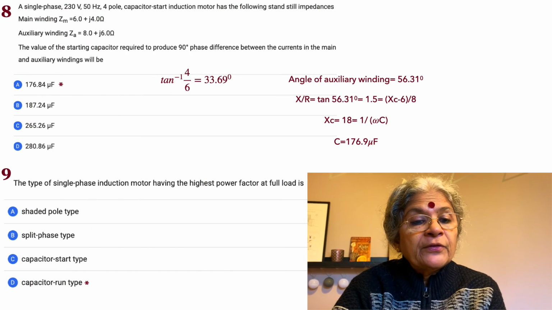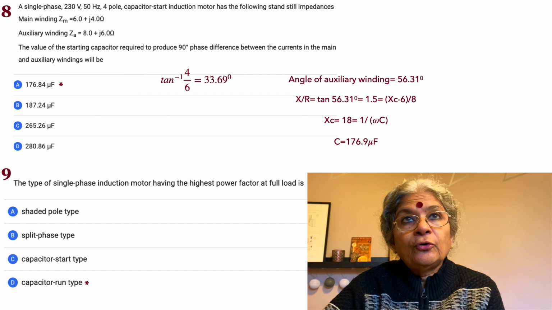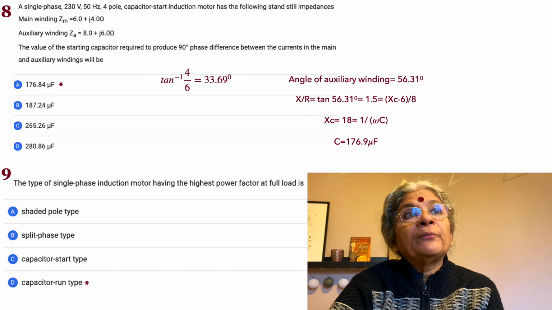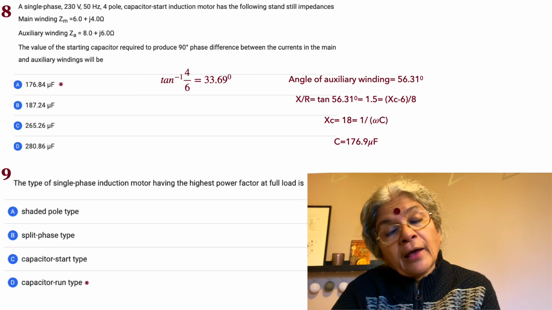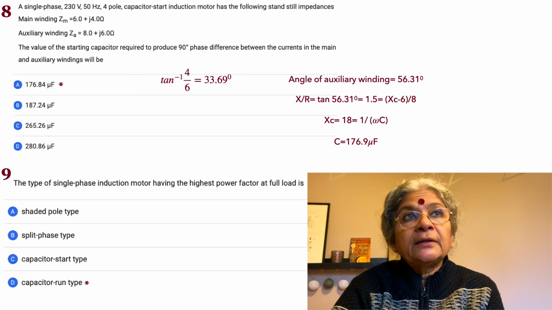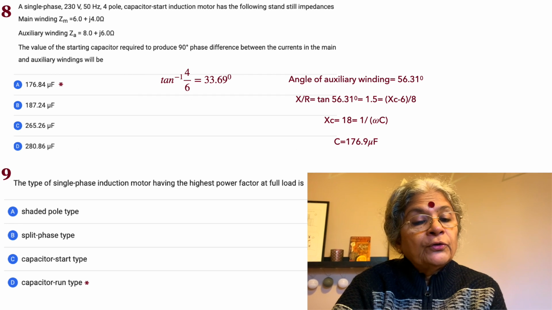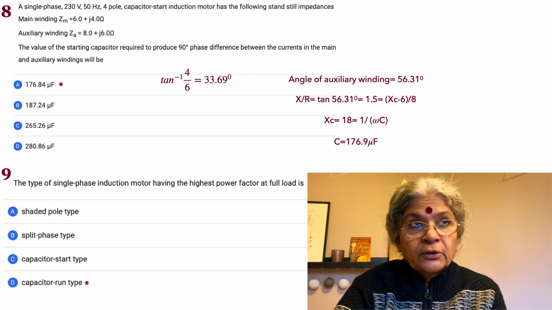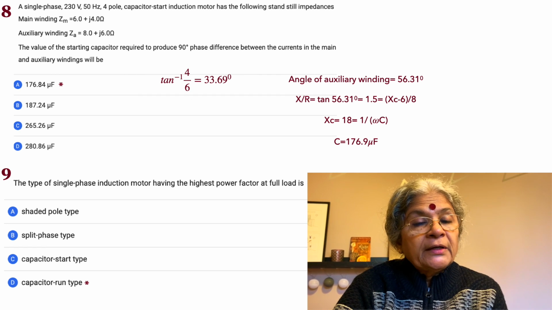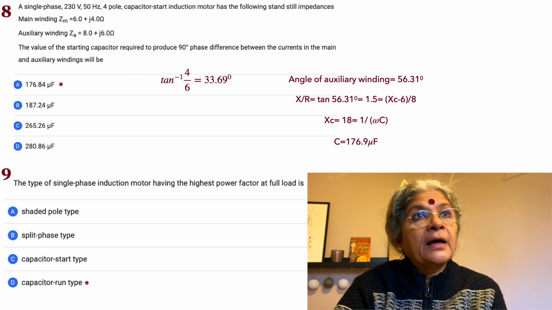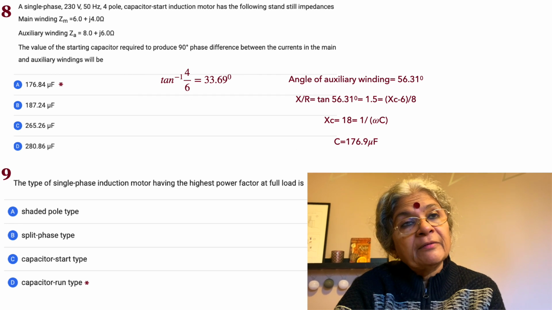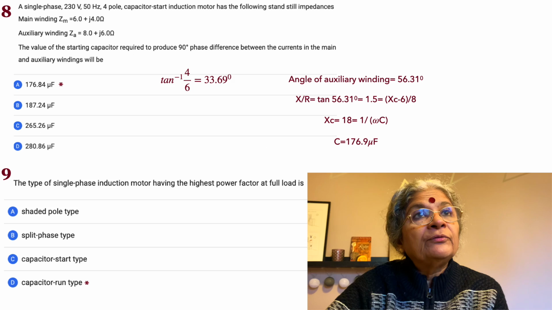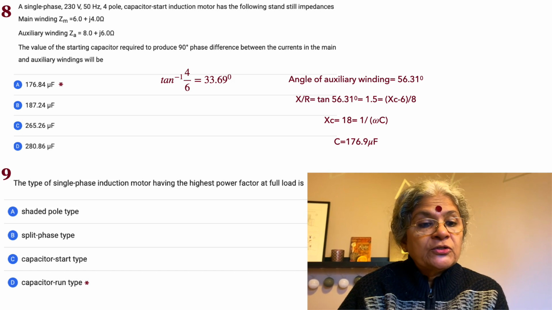Now we move to the ninth problem. The question: the type of single phase induction motor having the highest power factor at full load. When the machine is at full load, what is possible is that we are having inductive reactances only. So if you are having a capacitor during the running time as well, then that machine is going to have a high power factor. The shaded pole is not right. Split phase is also not right. Capacitor start provides a high power factor only at the starting case, but in capacitor run the capacitor is available even during the running of the machine, and that's when the full load occurs. So at full load, the best option is to go for the capacitor run motor.